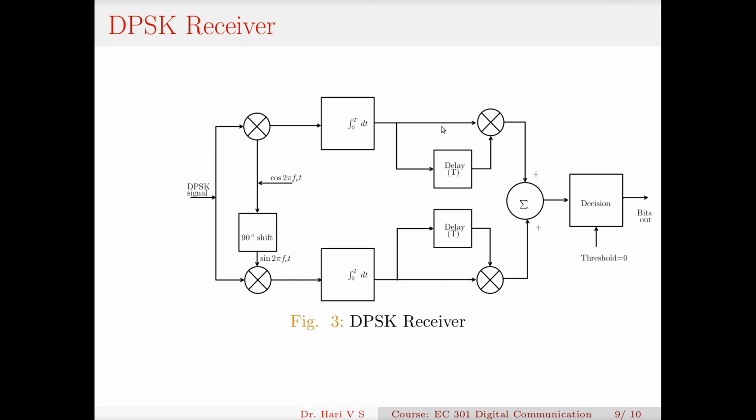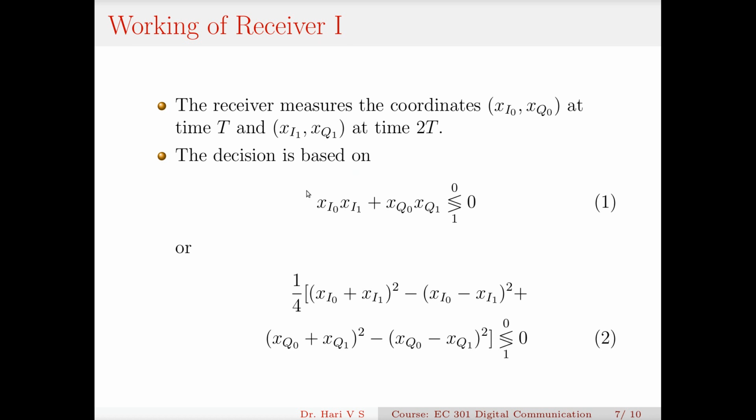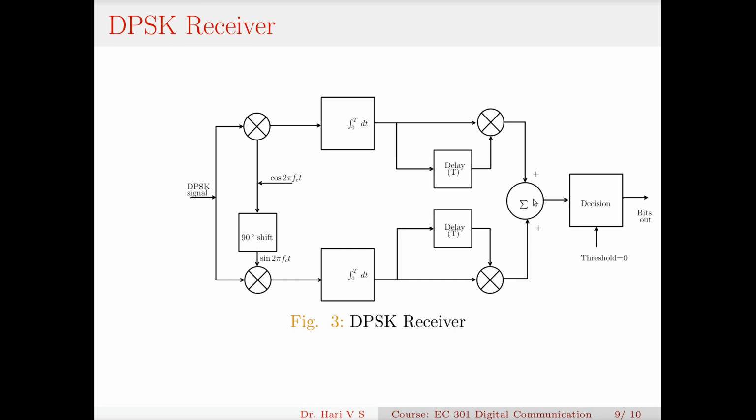So that this is xi1 and this is my xi0, and this may be my quadrature component, this may be my xq1, and the one coming through this is xq0. Okay, so that this relation is established here. This equation is established here. This xi0 xi1 plus xq0 xq1 is realized here in this summation. So here you make some decision whether it is greater than 0 or less than 0, and the bits go out. This is how the DPSK receiver works.